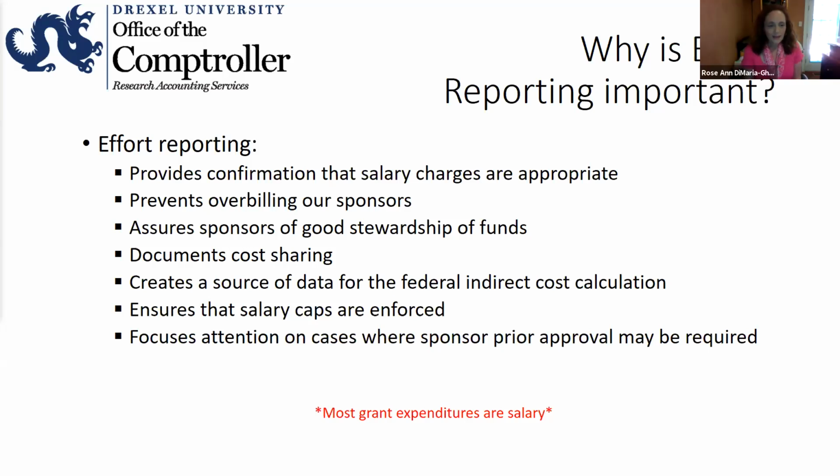Great. Also, effort reporting ensures that salary caps are enforced. So you may ask, well, what is a salary cap? The NIH has a limit on how much an investigator can charge for their salary. And I don't know that number off the top of my head. But if your salary is over that salary cap, then you can only charge up to that dollar amount on a grant.